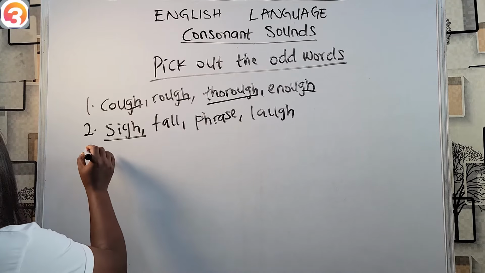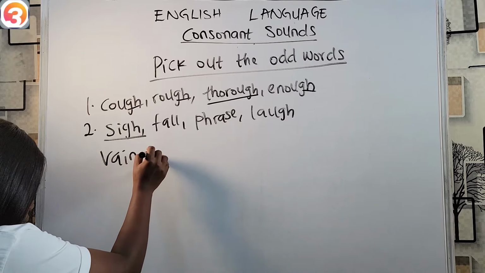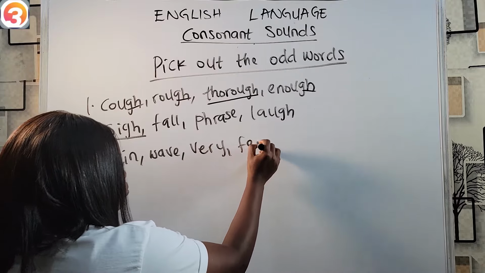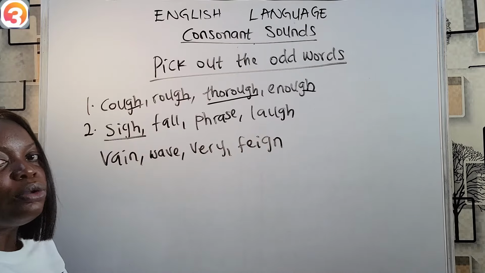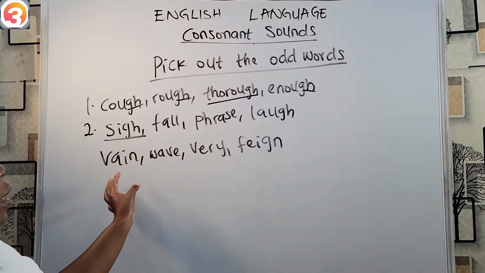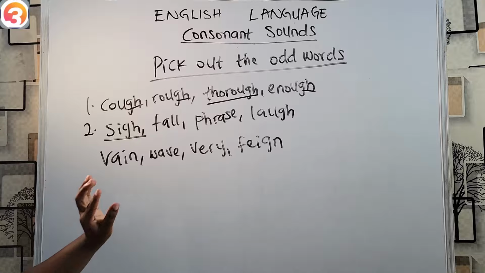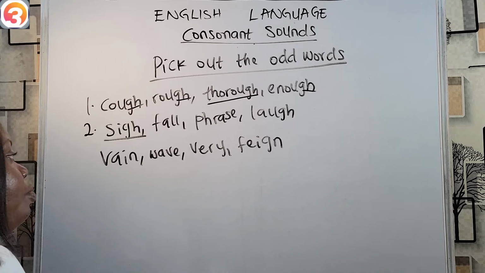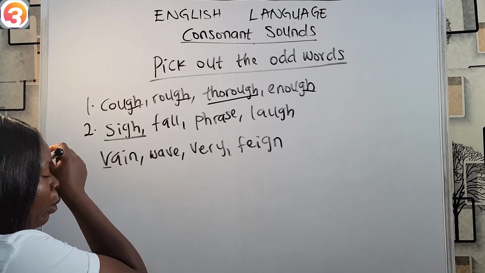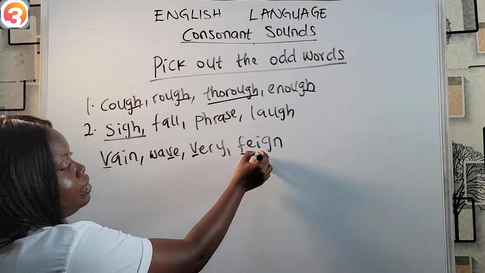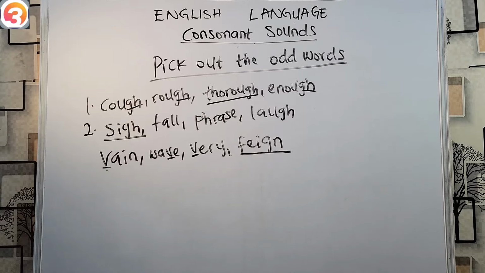Then we can also have, we pronounce to see which one sounds odd or which one doesn't contain something similar to the others. Here we have vein, wave, very, feign. Obviously, the V sound seems to be common here. Vein, wave, very, but it's absent in this one. So feign becomes our odd word in this group of words given to us.